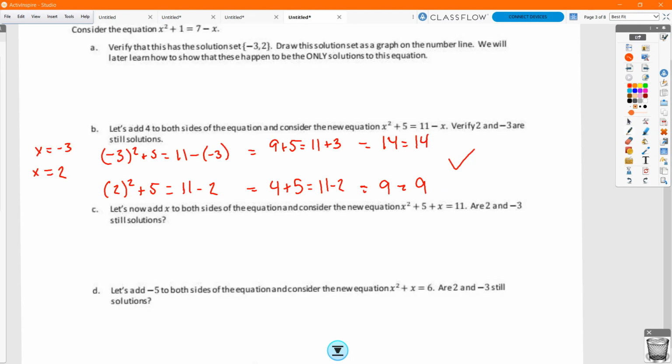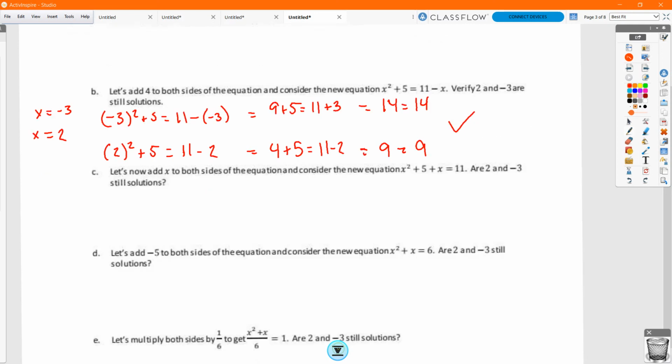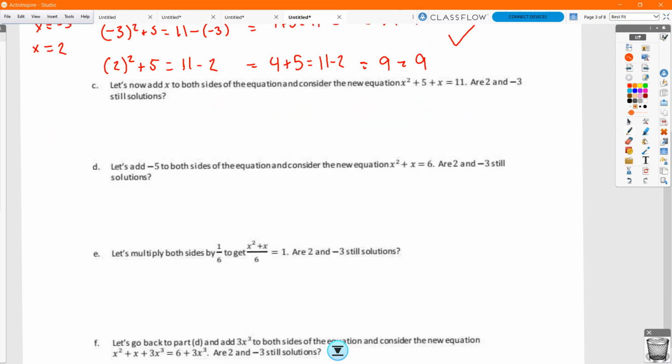All right. What I want you to do for me tonight is verify C and D. This is your homework. I want you to verify these two. E and F we're going to do in class. So these are going to be classwork problems.